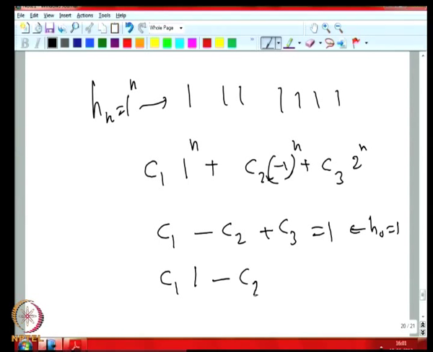I think it is time, therefore I will finish off in the next class, or maybe I need not do this, because this is just a simple thing. You can write the equations for n equal to 1, n equal to 2 and solve for C1, C2, C3 and that will be the solution, right. So, we will start off with something else in the next class.